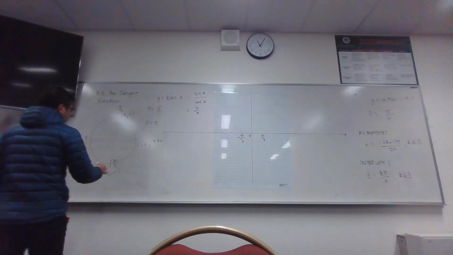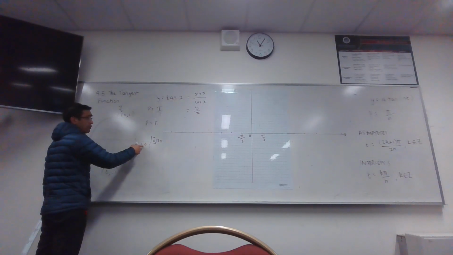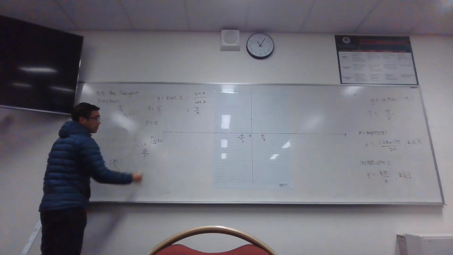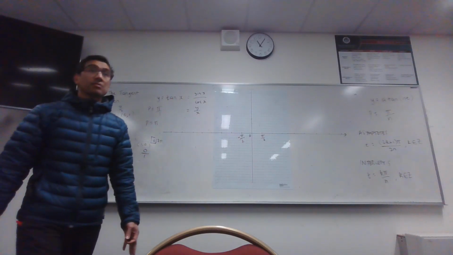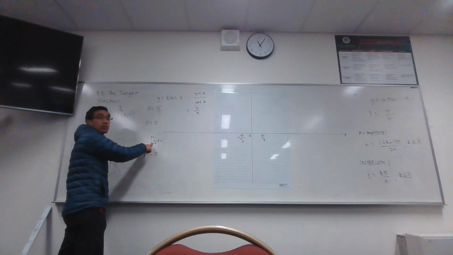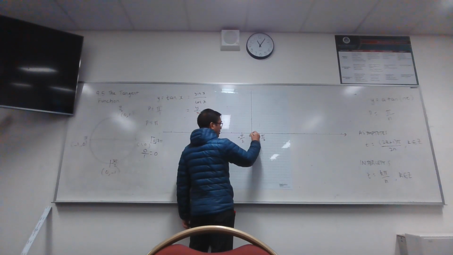So let's just explore it over here. At angle 0, we want to do the y over the x. So if I put that like so, what's my answer? It's 0. So at 0, it's 0.